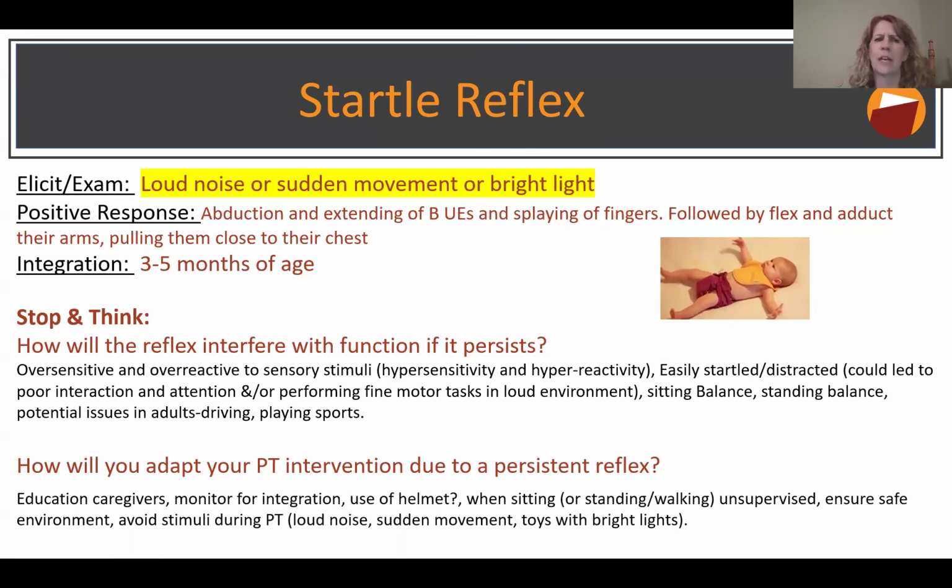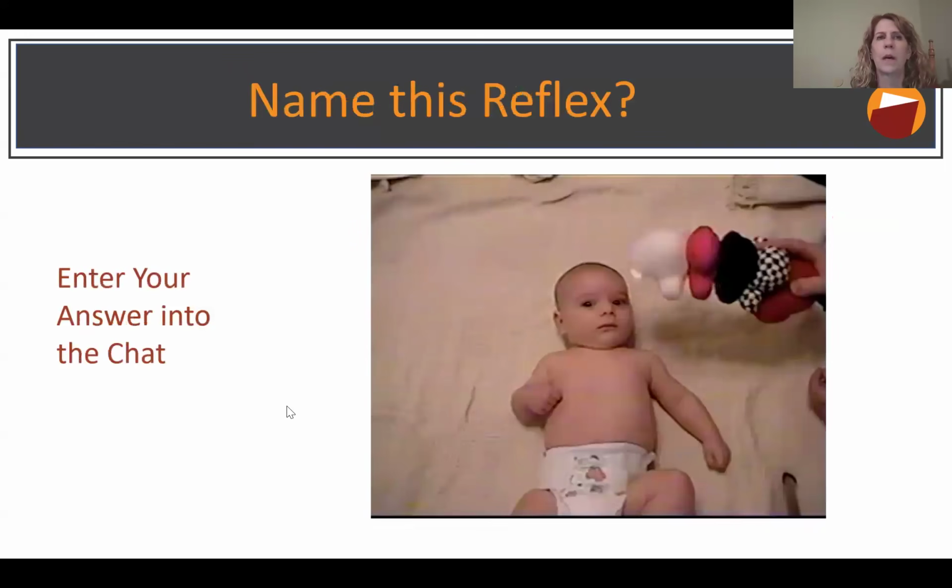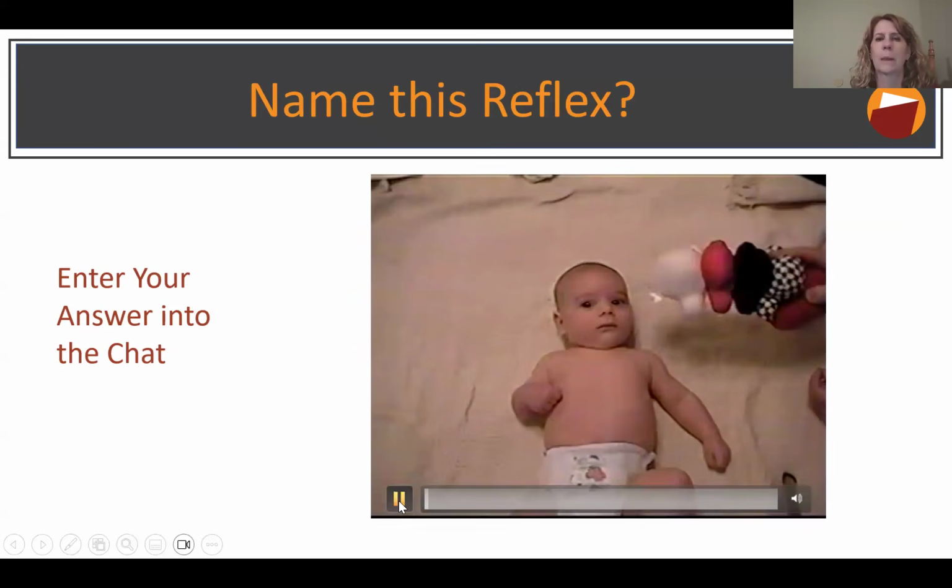So kind of the same things: educate and monitor. Do they need a helmet? Do they need to be supervised during certain things? Ensure a safe environment, but also modify your environment. Avoid the stimuli during PT. That'll be helpful for you to get through your PT sessions as well. All right, you ready? Name the reflex.